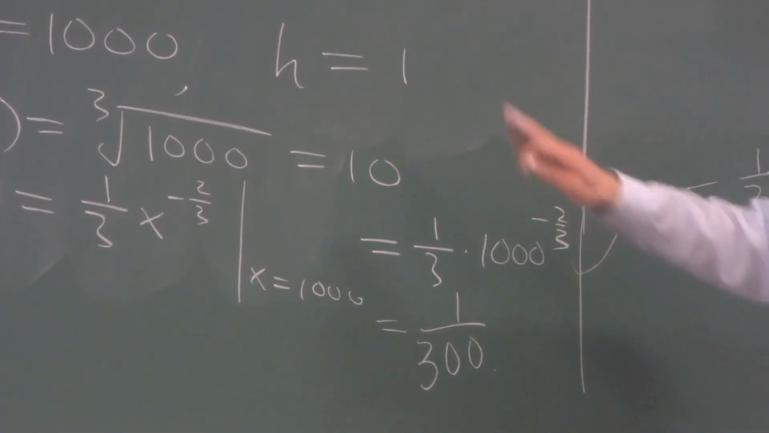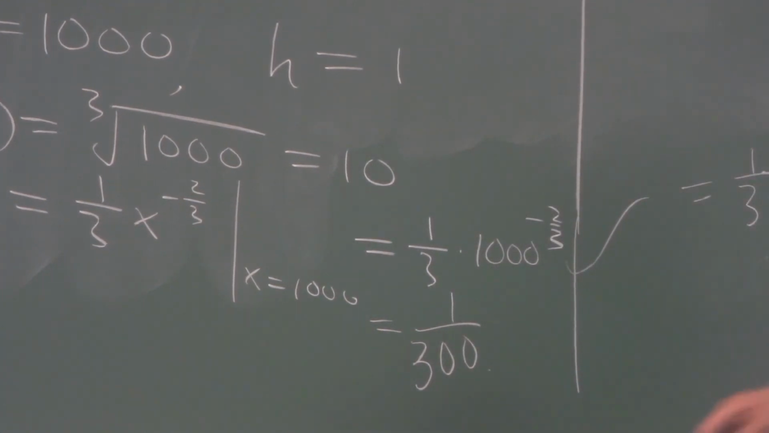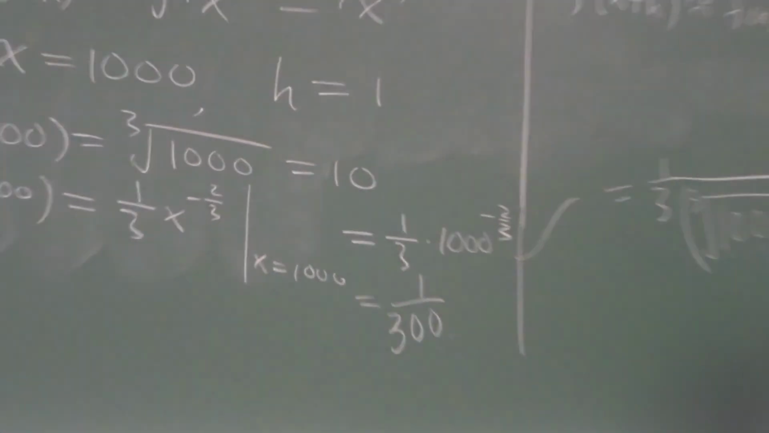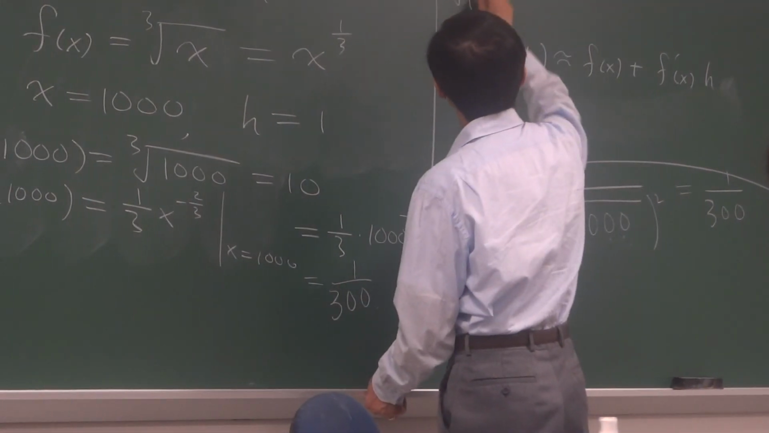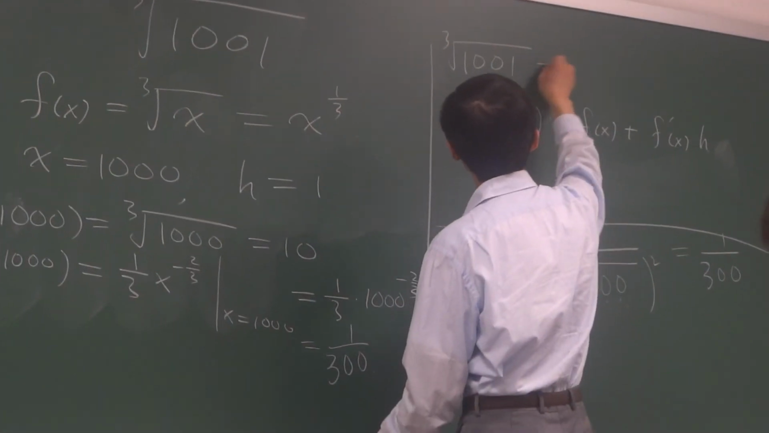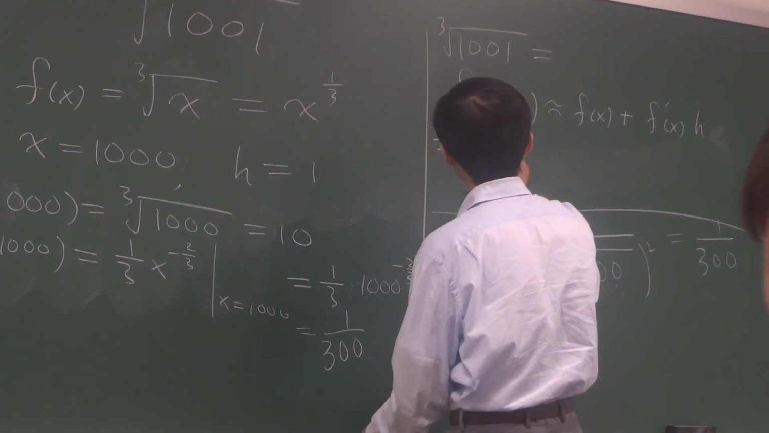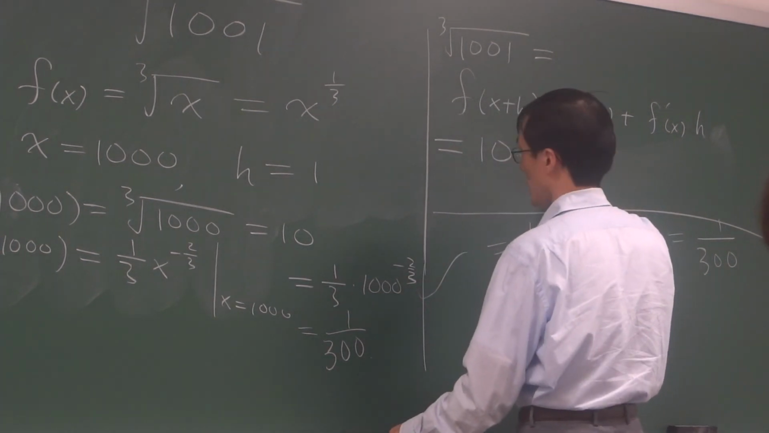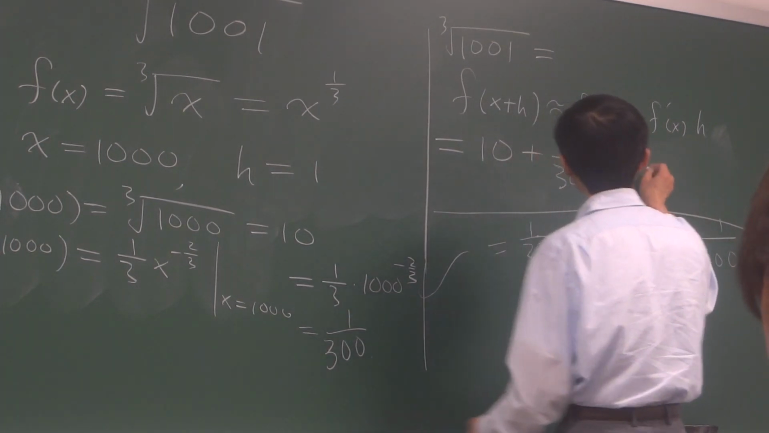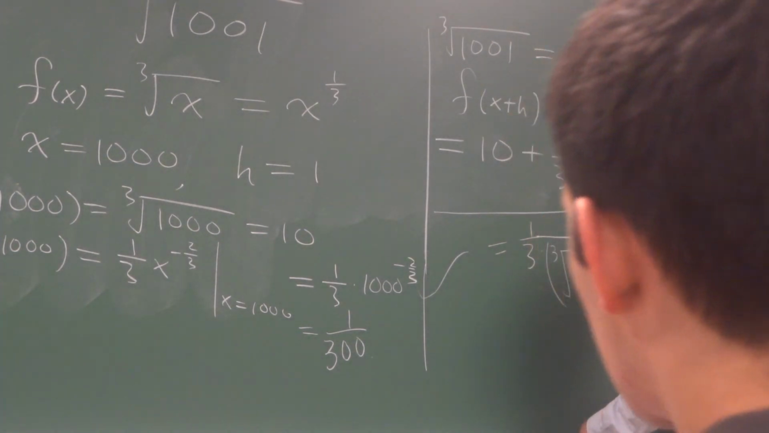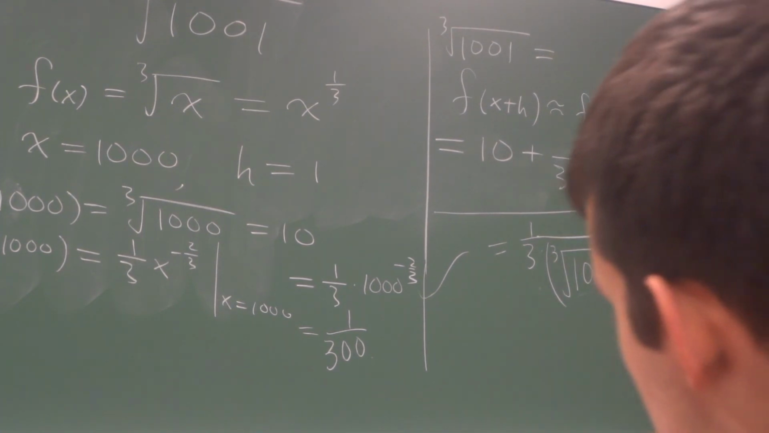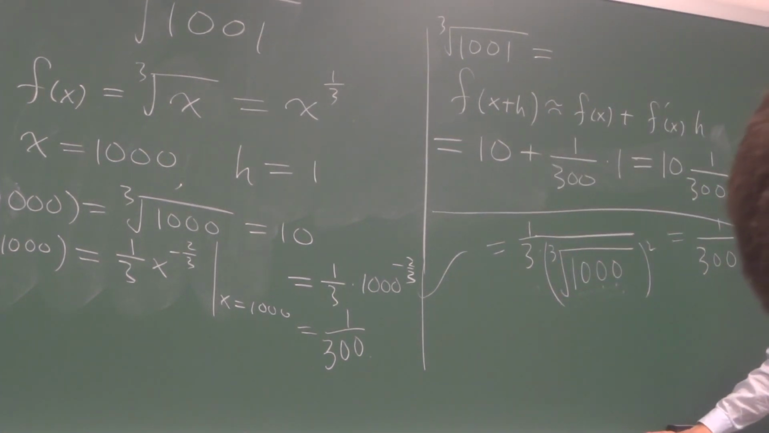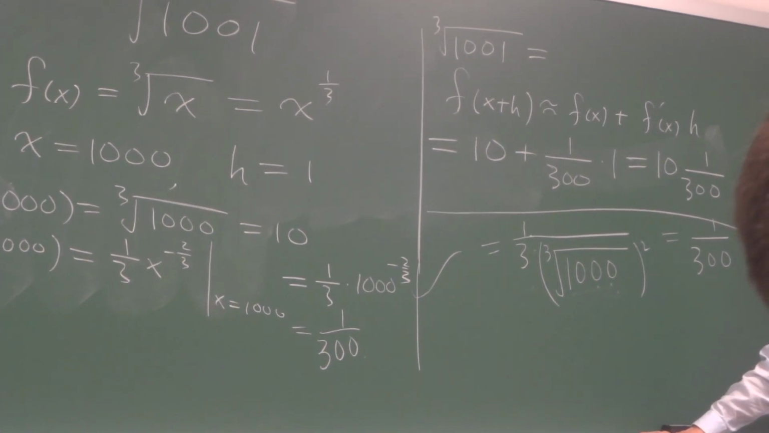Therefore, your final answer should be 10 plus 1 over 300 times 1. So I'm going to continue with my problem here. f(x + h), so you can say the third root of 1,001 equals this, which is 10 plus 1 over 300 times 1. You can just say 10 and 1/300. That would be acceptable. If you prefer to divide it out and say 10.003333, that is also okay.